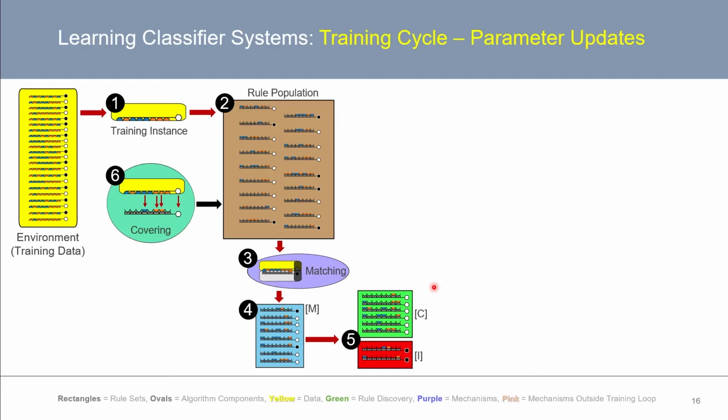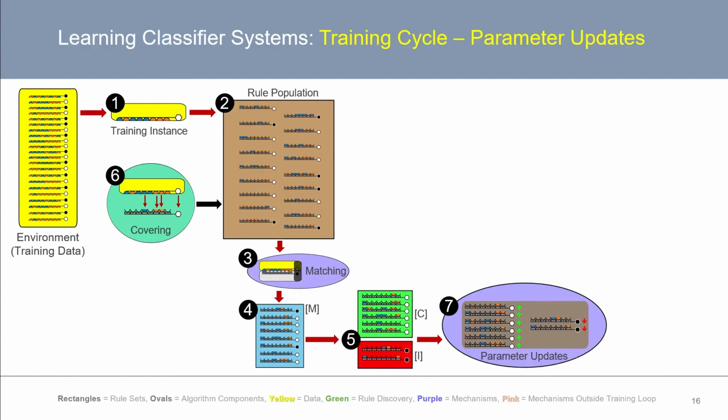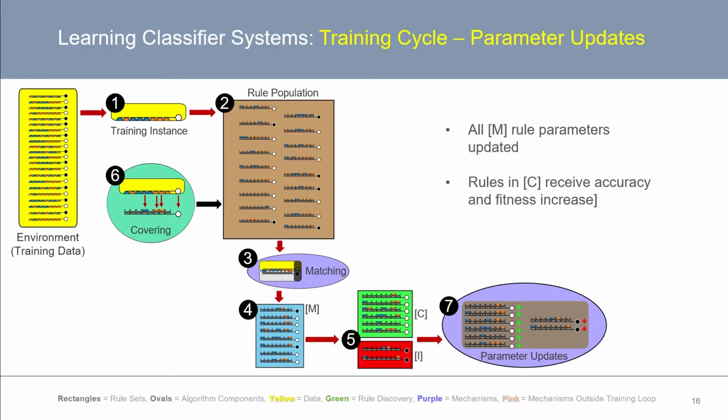Back to our training cycle, we now have a correct set with at least one rule in it and an incorrect set that may or may not be empty. Now we conduct our parameter updates. Here, all rules in the match set have their parameters updated, where rules in the correct set receive an accuracy and fitness increase, and rules in the incorrect set receive decreases.